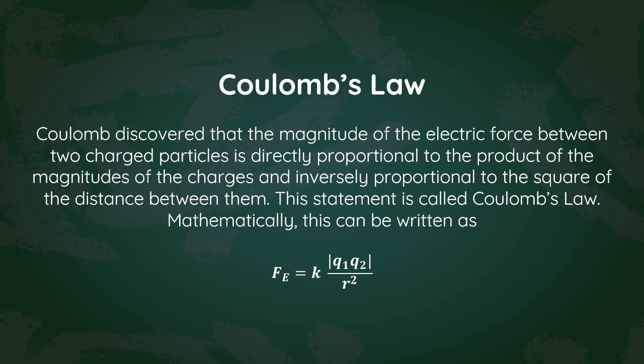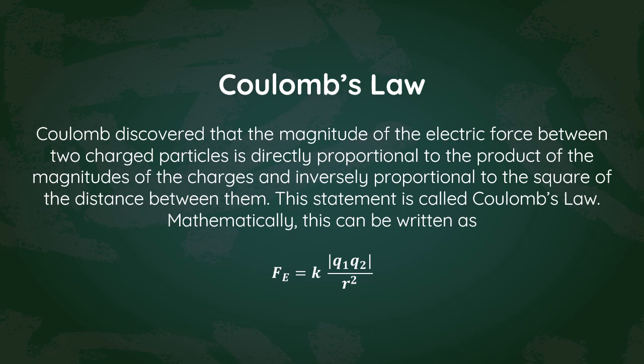Coulomb discovered that the magnitude of the electric force between two charged particles is directly proportional to the product of the magnitudes of the charges and inversely proportional to the square of the distance between them. And this relationship between quantities is known as Coulomb's law.